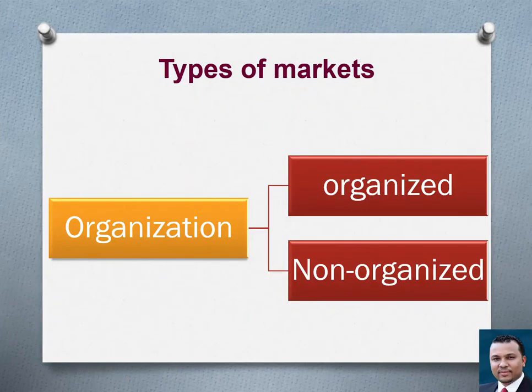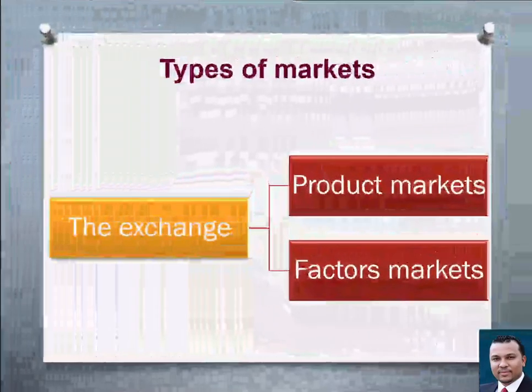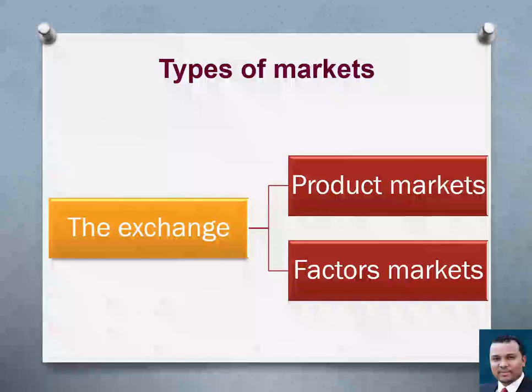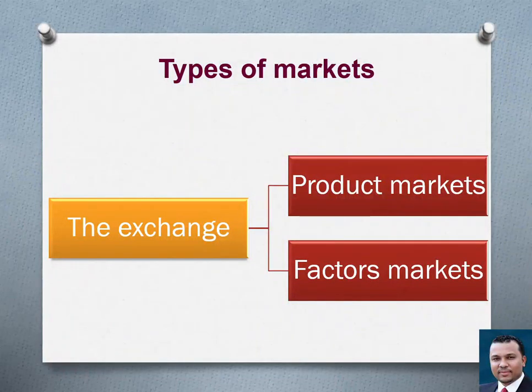The next types of market, based on the subject of exchange, may be product markets. In this case, we talk about the output market, final goods and services exchanged between buyers and sellers. The other category is the factors market, where we mention factors of production. If you want to remember the factors of production, we talk about labor, land, capital, and entrepreneur.